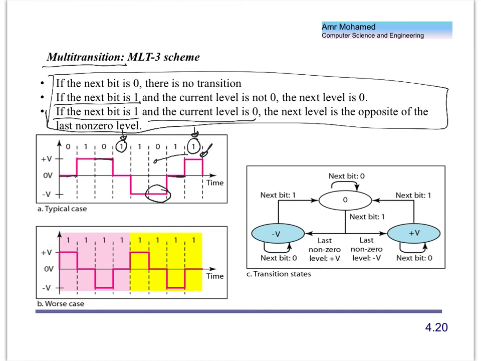And the only reason for the multi-transition or MLT-3 is this scenario. If you have consecutive ones, a very interesting signal gets generated using this logic. The first one will be positive, and then you have 1. If you have 1 and you have non-zero voltage, then go to 0. Then 1: we have to go positive or negative, so we go back to the last non-zero, which is positive, so make it negative. Then incoming 1, we are non-zero, so we go to 0. If we have 1 and we are at 0, we toggle to the previous non-zero, so it's positive, and so on. So if you have consecutive ones, you have this very interesting signal.